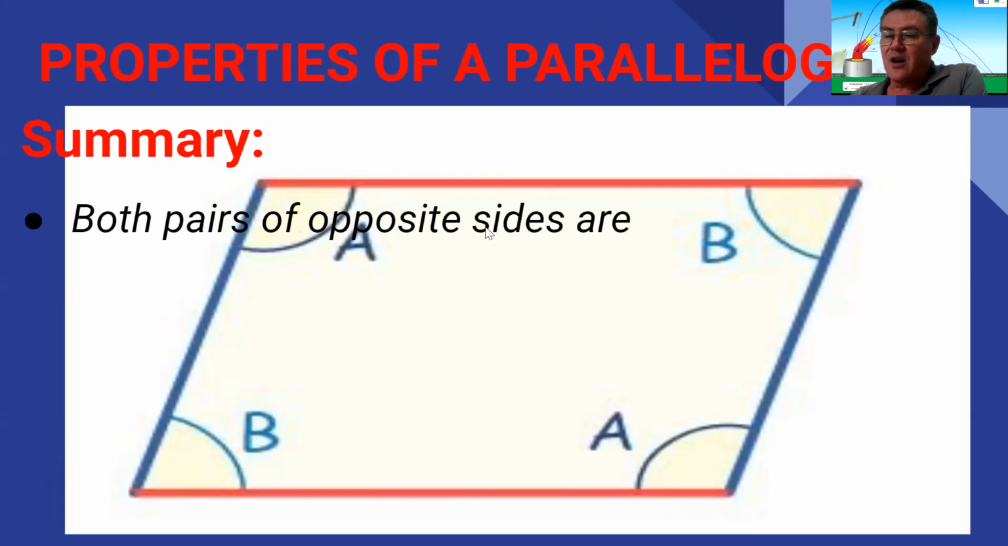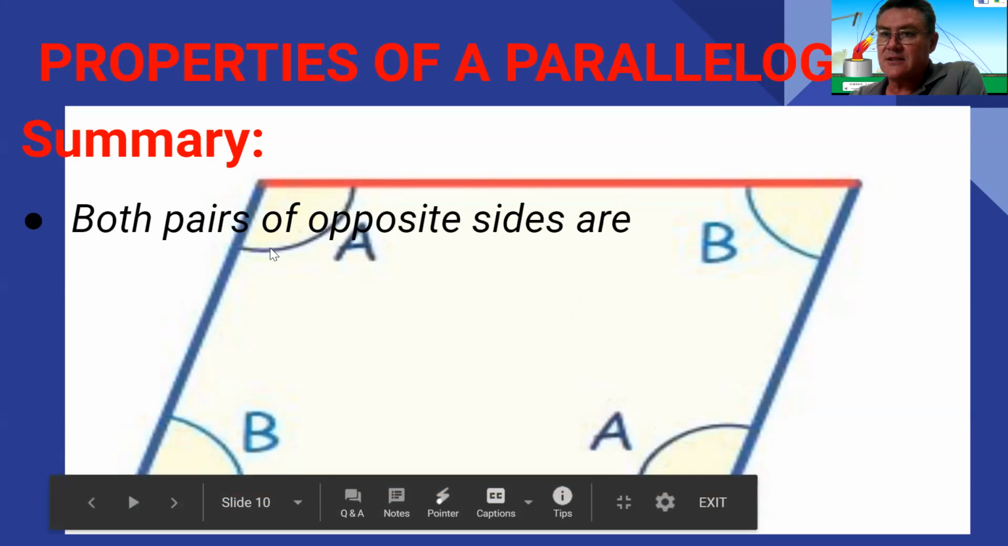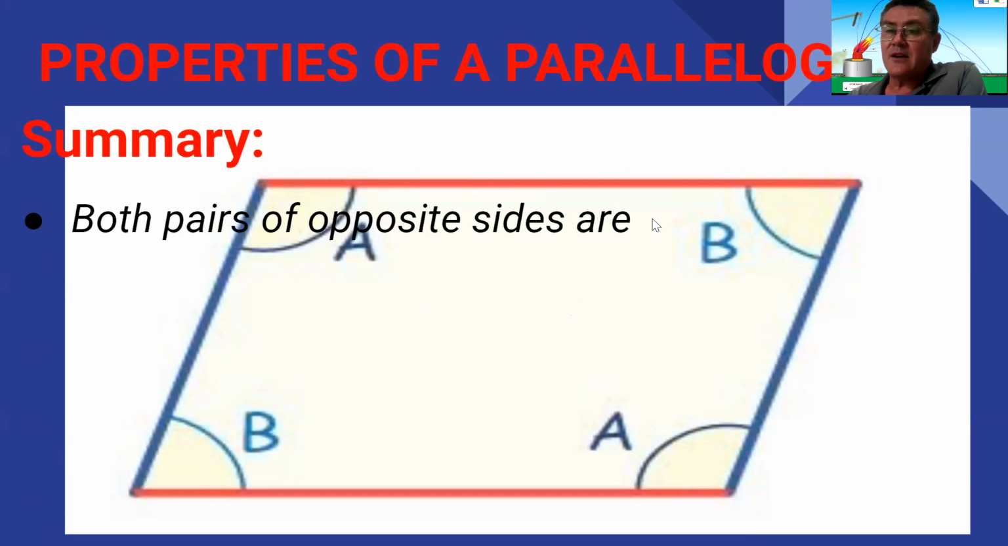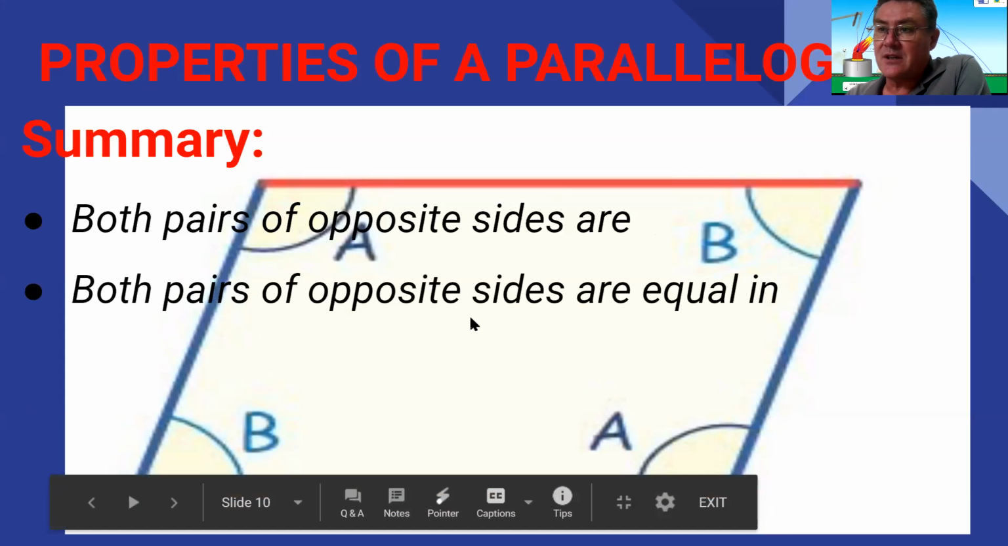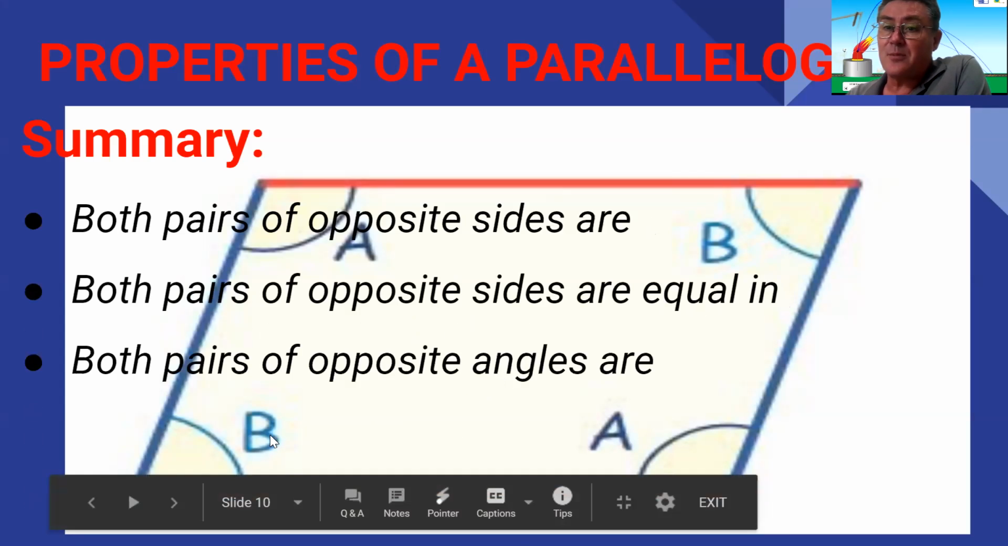Okay, first one. Both pairs of opposite sides of the parallelogram are, so these two red lines and the two blue lines, both pairs of opposite sides are parallel and they are equal in length. Both pairs of opposite sides are equal in length. They're parallel, equal in length. Both pairs of opposite angles, angles B and A are equal. They are the same.